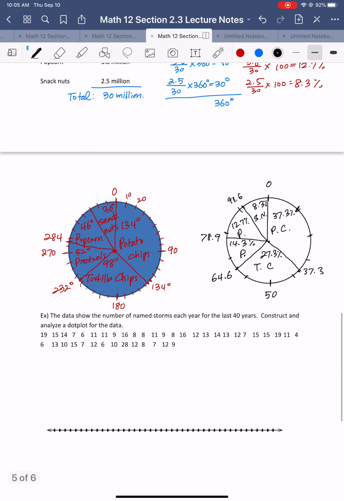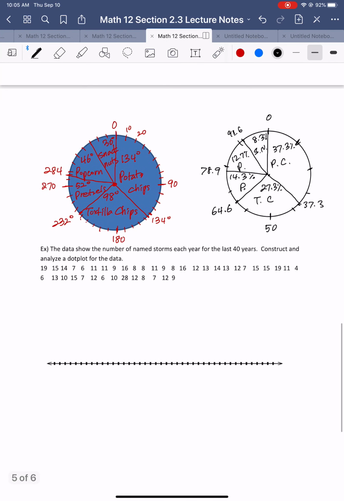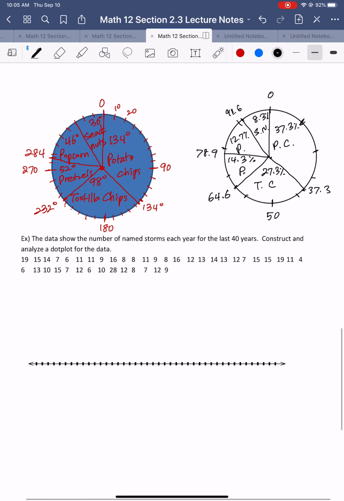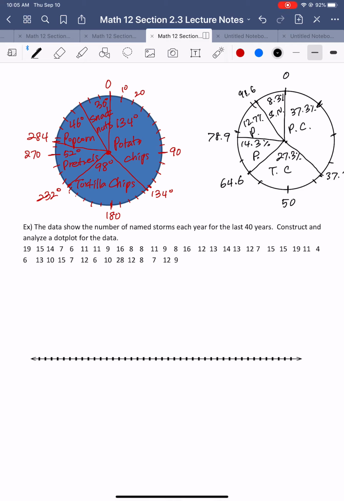Okay. Now, I want to do the dot plot for the next example. The data shows the number of named storms each year for the last 40 years. Construct and analyze the dot plot for the data. So I have 40 years of data values, right? So there's a lot, right? So first of all, I want to find the smallest number and the biggest number. Smallest number I can see is 4. The biggest number I can get is 28. So we try to fit that in here.